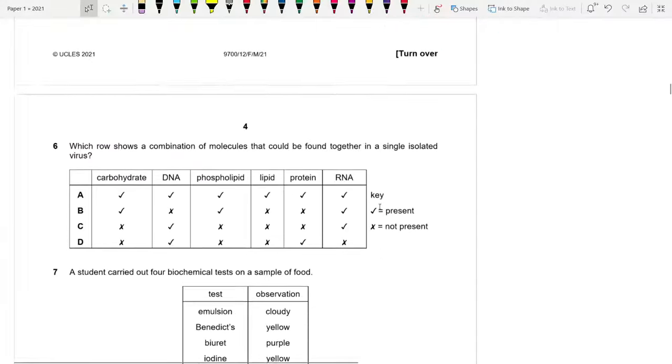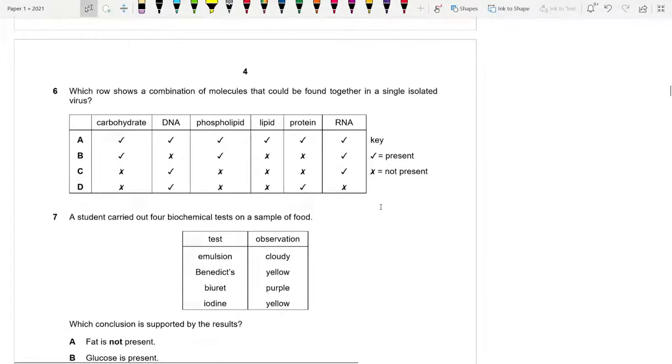Moving on to 6. Which row shows a combination of molecules that could be found together in a single isolated virus? Okay, listen. A virus contains either DNA or RNA.